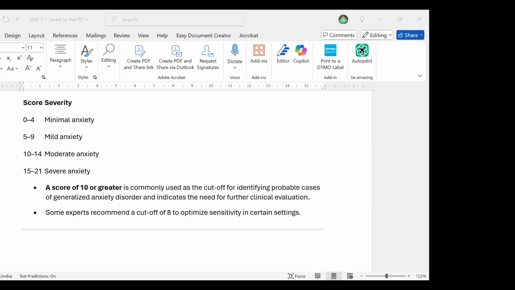Where has the Zoom gone suddenly? Can you see the PHQ-9? No, only the anxiety scores are there.